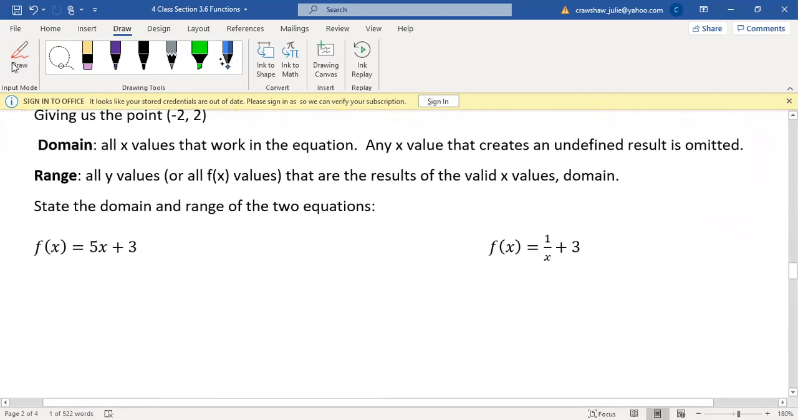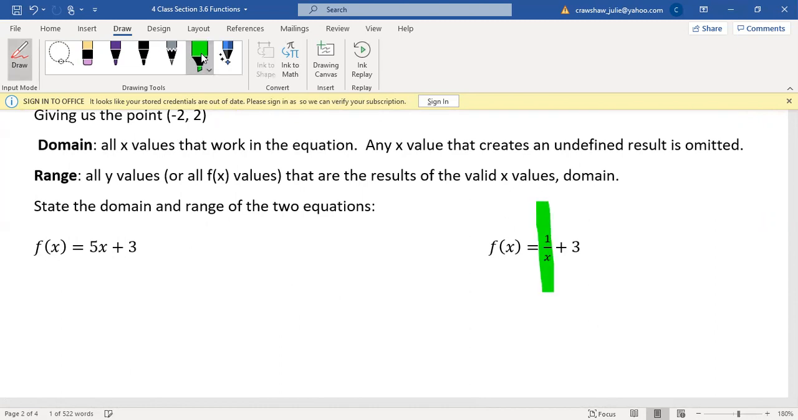The domain represents all the x values that work in an equation. Now, if I have a list of points, it just represents all the x values. But if I have an equation, it still represents all the x values, except equations have usually infinite number of x values. And the range represents the y's. Usually equations have infinite number of y values, unless there's something that makes it undefined. Remember, if you have an x under the line, it causes it to be undefined. So whatever makes an equation undefined has to be eliminated from the domain.